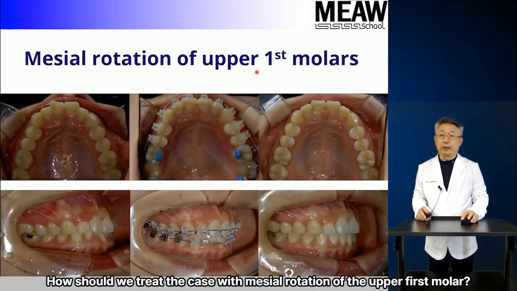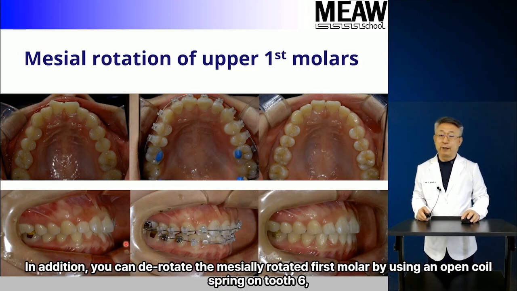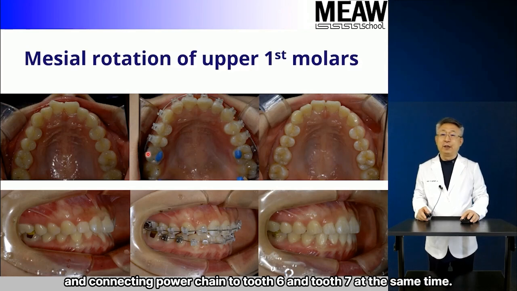How should we treat the case with mesial rotation of the upper first molar? Use an open coil spring on the tooth 6 area to derotate tooth 7. In addition, you can derotate the mesially rotated first molar by using an open coil spring on tooth 6 and connecting a power chain to tooth 6 and tooth 7 at the same time.